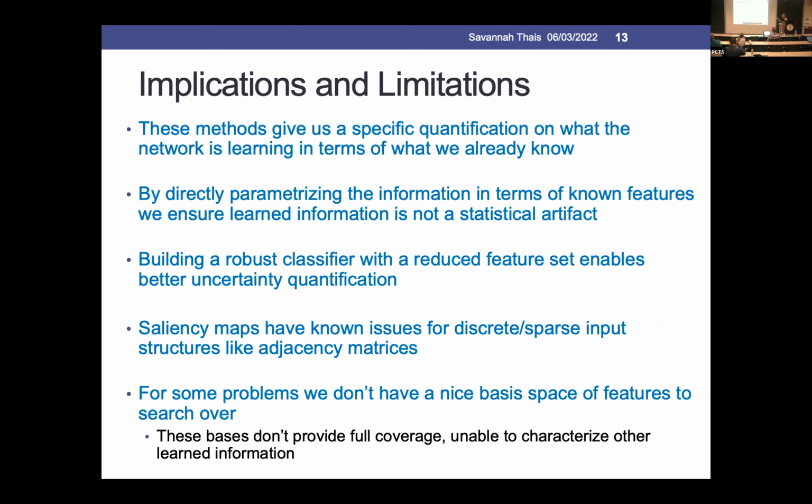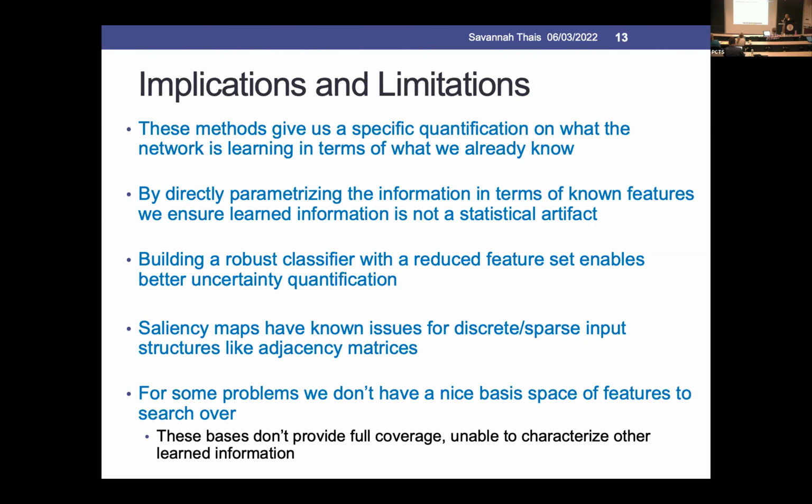So again, I've said some of these things already, but this method gives us a specific quantification of what the network is learning, at least up to the level that we can approximate the non-interpretable decision with our interpretable model. We ensure that this learned information is not a statistical artifact because we're mapping it back to some generalizable space of features.